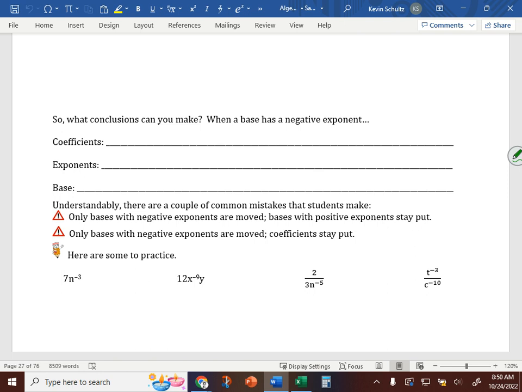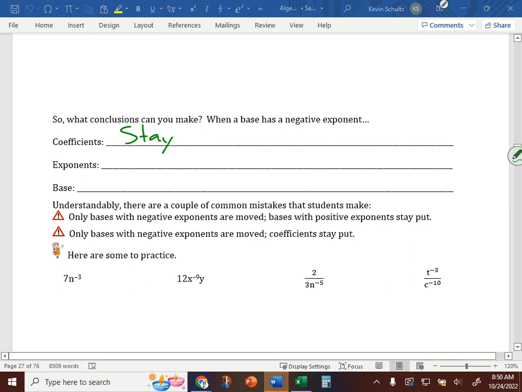Coefficients stay the same. Okay. Exponents move to the opposite, like up and down. Opposite up and down. The base moves with the exponent. Okay. I'm going to change that coefficient line of stay the same to stay put. Because the negative power rule is all about what do I move and where do I move it to.